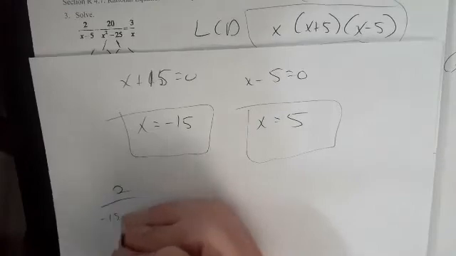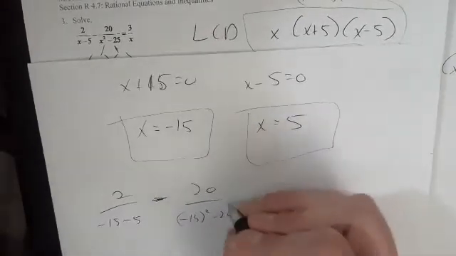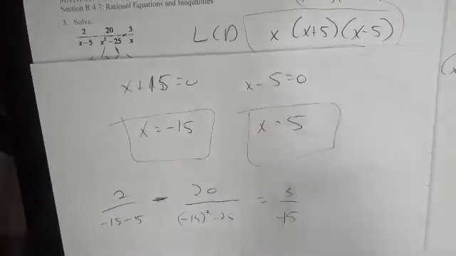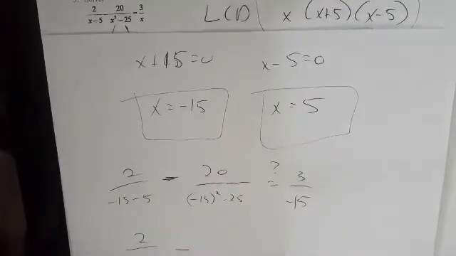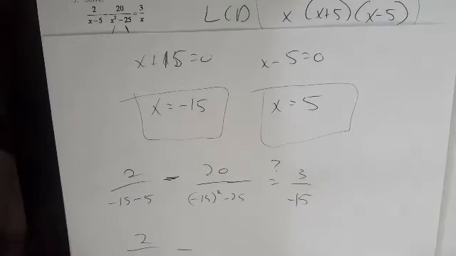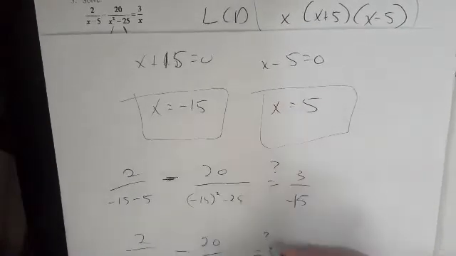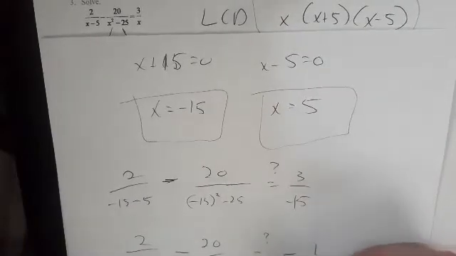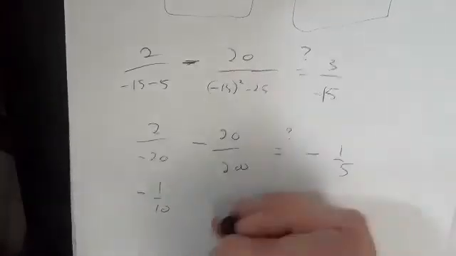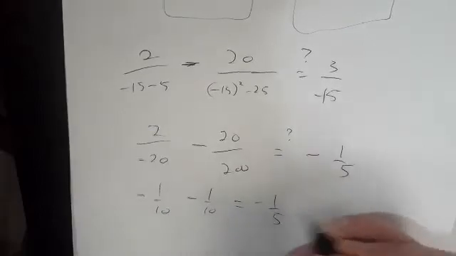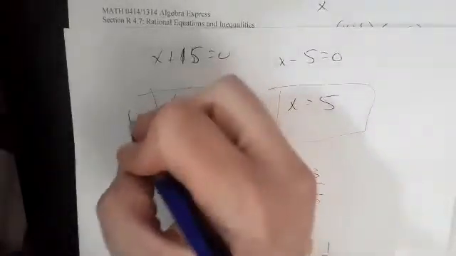So 2 over minus 15 minus 5. Check if this is true. This is 2 over minus 20 minus, what was this? 15 squared is 225 minus 25 is going to give me 200 minus 20 over. Equal to, what is this? Minus 1/5. This looks like a minus 1/10. This looks like a minus 1/10. Is that equal to minus 1/5? So minus 2/10, I believe, is the same thing as a minus 1/5. So this one should check out. So this one checks out.